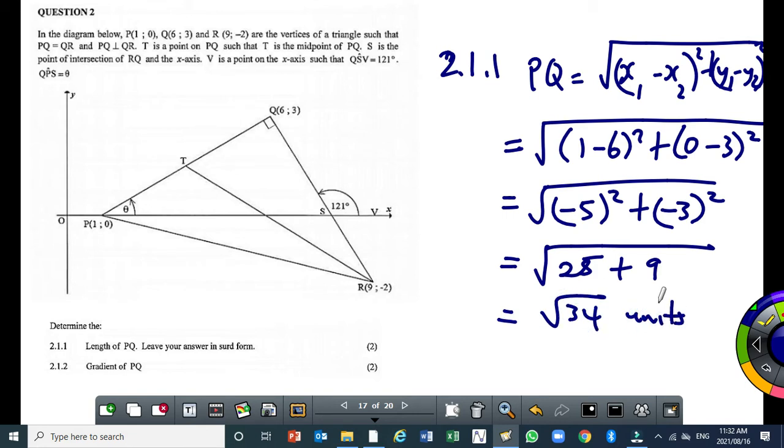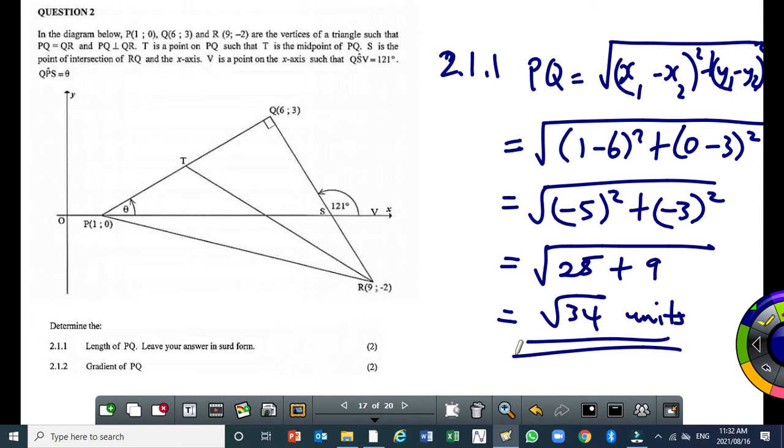So if you did the work, remember this was last week's work, which you should have done. On Friday, I was only able to do the first question. So the answer will be square root of 34 units. Unfortunately, you can't rationalize square root of 34. It cannot be rationalized. Then 2.1.2, the gradient of PQ.